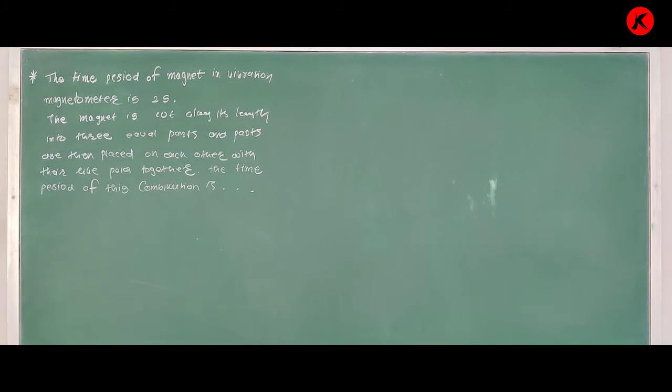Okay, now next question. The time period of a magnet in a vibration magnetometer is 2 seconds. The magnet is cut along its length into 3 equal parts, and the parts are then placed on each other with their like poles together. What is the time period of this combination? See, understand the question. You are given a magnet in a vibration magnetometer.